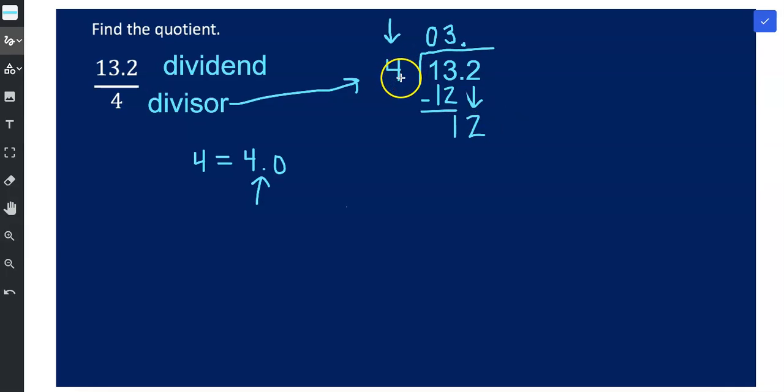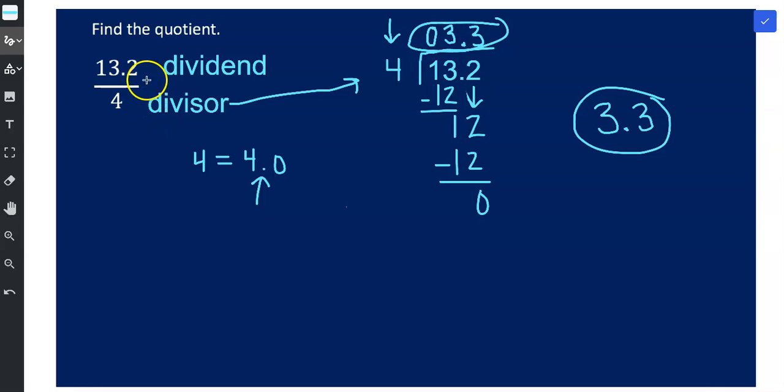How many times does the divisor 4 go into 12? 3 times, because 4 times 3 is 12. Or you could say 3 4s give us 12. 12 minus 12 is 0, so we got a remainder of 0 and there's no number to bring down. So we have found the quotient. Our answer to this division problem, the quotient, is 3.3.